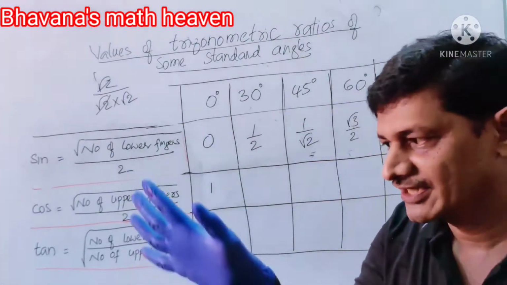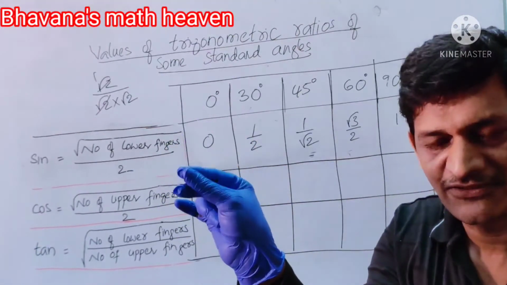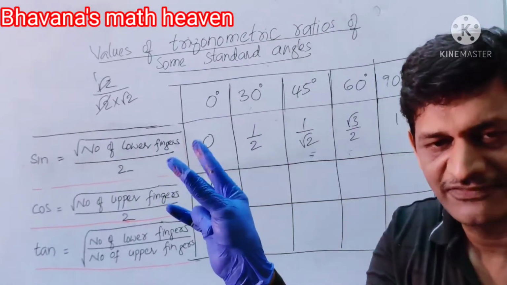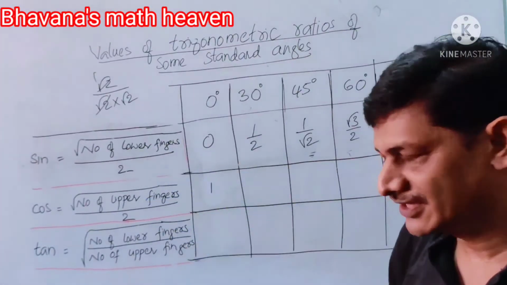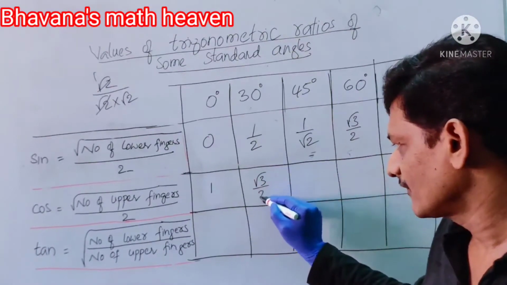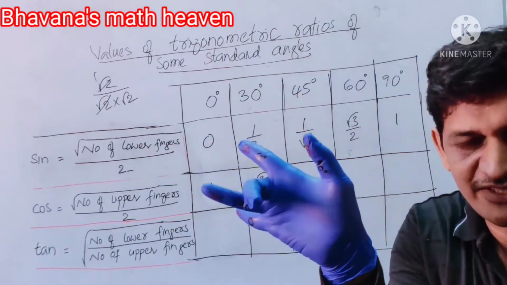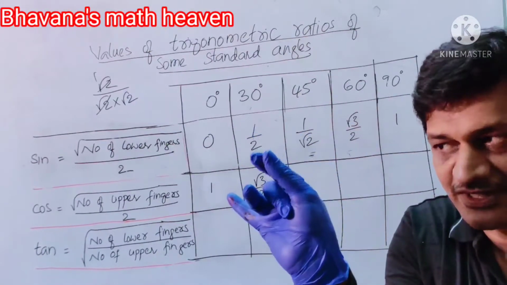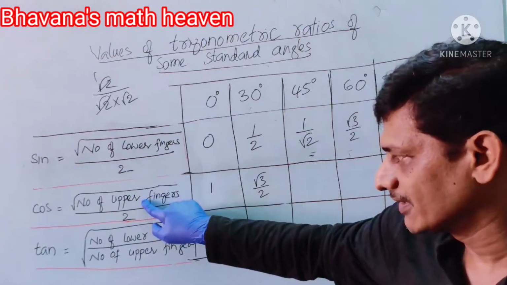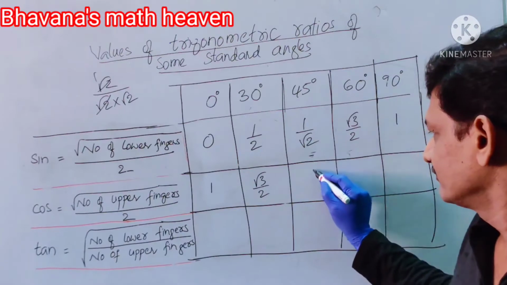Now coming to 30 degrees, this is the 30 degrees finger, and count the fingers on that ring finger. 3 fingers are there. Substitute 3 here, root 3 by 2. And coming to 45 degrees, this is the middle finger, 45 degrees finger, and count the fingers upon that. 2 fingers are there. So substitute 2 here, root 2 by 2. Once again, root 2 by 2 value is 1 by root 2.